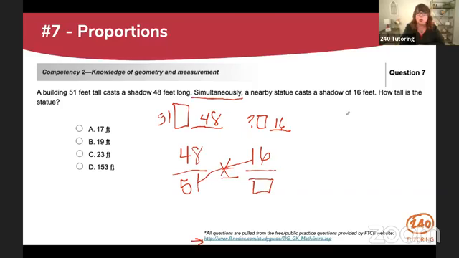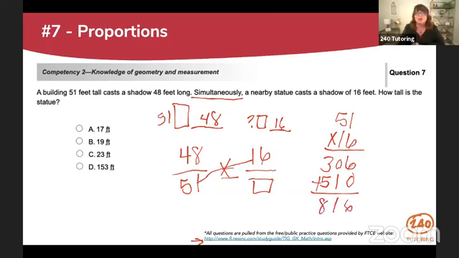So I'm going to quickly do that math. 51 times 16. Hopefully you remember how to do 2-digit by 2-digit multiplication. 6 times 1 is 6. 6 times 5 is 30. Put down your 0. 1 times 1 is 1. 1 times 5 is 5. Add that up really quickly. And we get, sorry, my pen hesitated, 816.